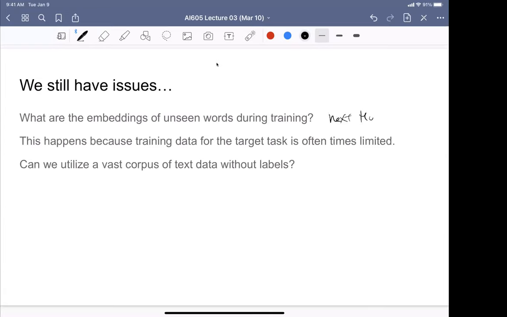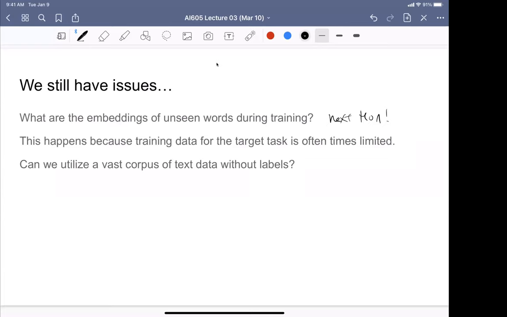We'll discuss this problem again next Monday. But just for now, think of it as: if you haven't seen the word during training, or when you're tuning your model for a task, it's impossible to handle it when you encounter new words during test time. And that's usually happening because the training data for the target task is oftentimes limited.